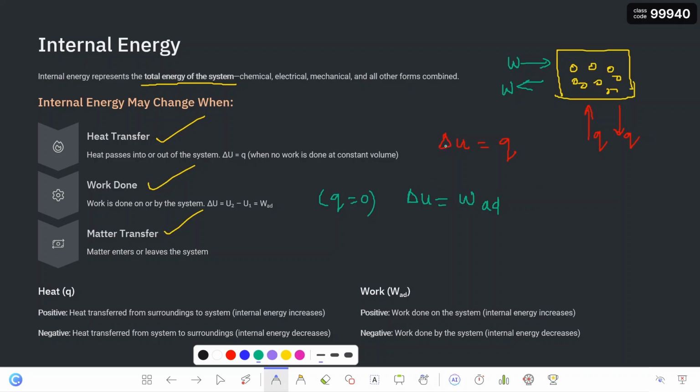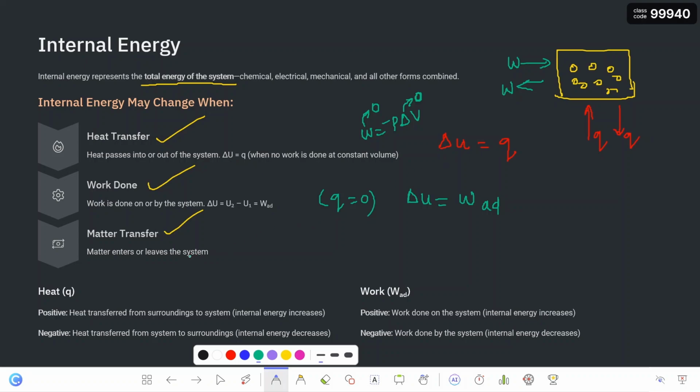Here the change in internal energy is equal to heat transfer. So here what is happening is, in this case it will be conducted at constant volume, because work done is given by, and we will discuss later how this expression comes, minus P delta V. So this delta V will be equal to 0. That is why W also will be equal to 0. That is why delta U, the change in internal energy, will be equal to Q.